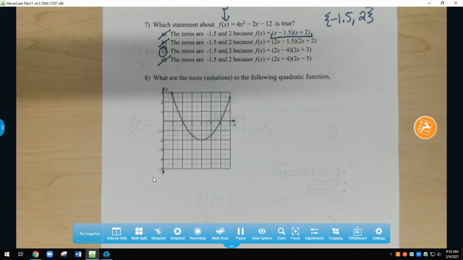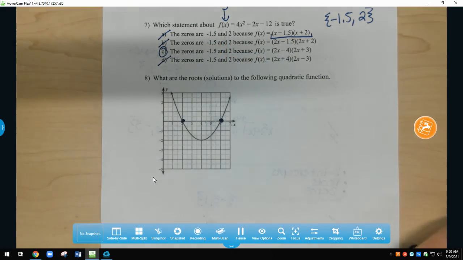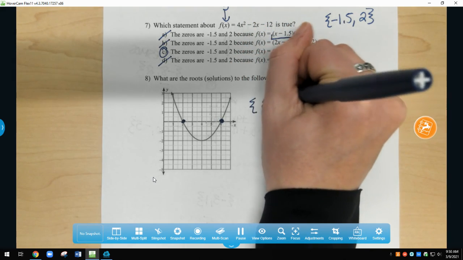Okay, what are the roots to the following quadratic function? So we're just looking where it crosses the x-axis. So it crosses at those 2 points, so our roots would be 2, 6.